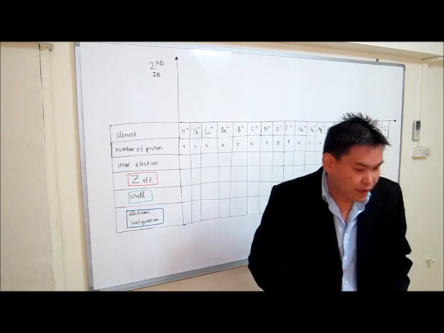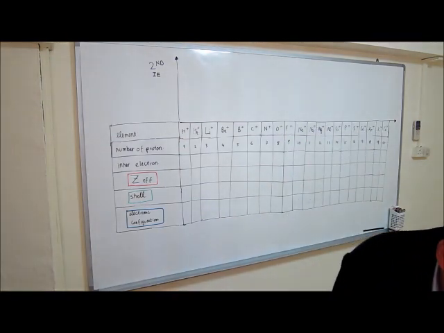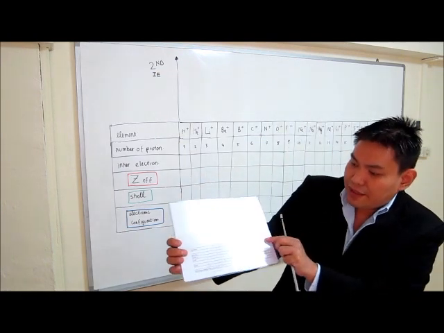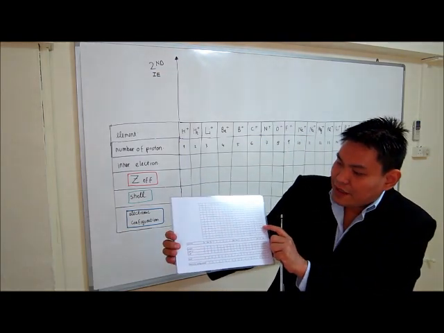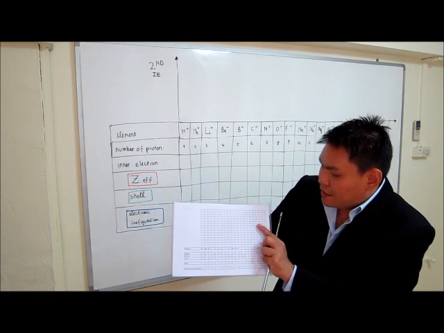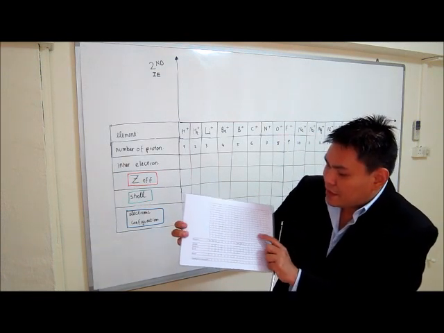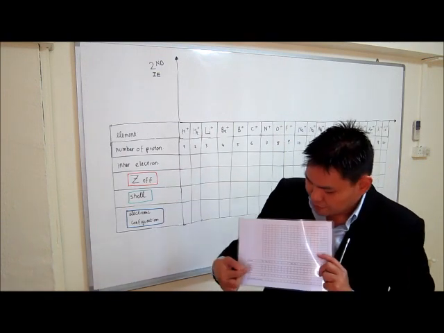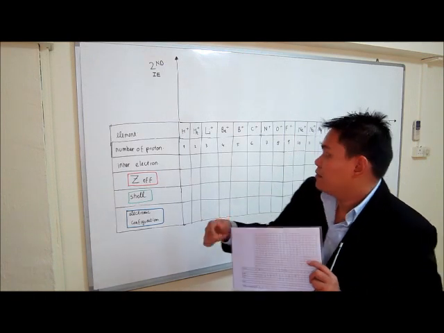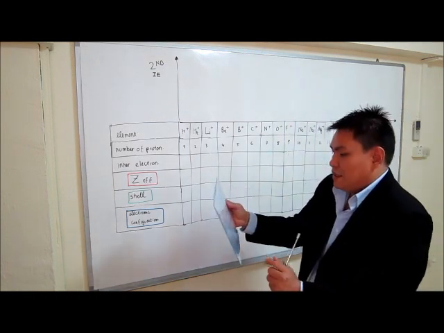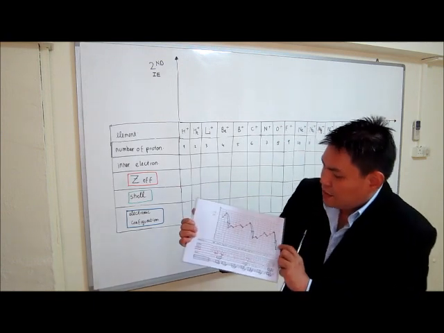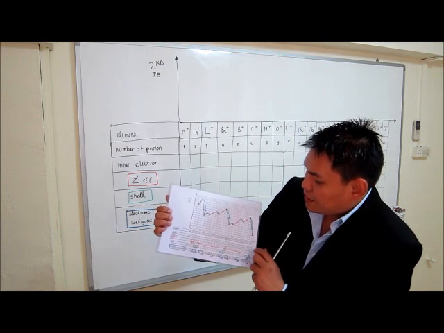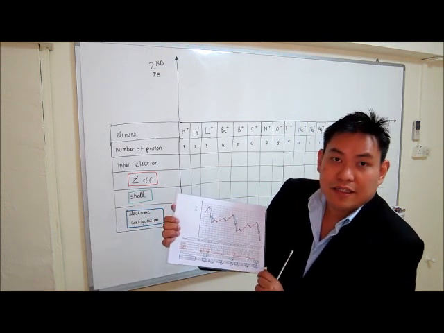Before you continue, you need to do several things. One is to download the empty pattern here. You will find the link next to this video on my website. You're going to fill up some numbers here, and we are going to draw together. After you finish, you're going to get something like this, the second ionization energy graph.